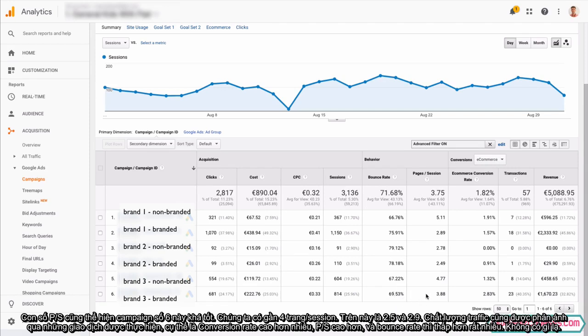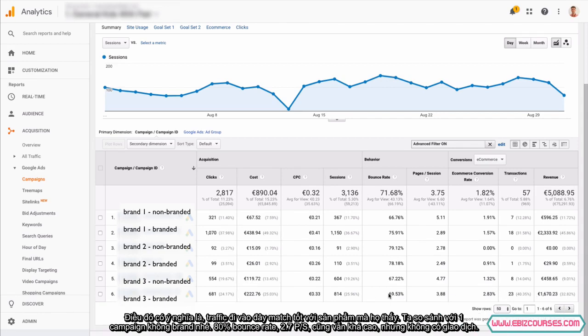So you can actually see also in the pages per session that this one is a pretty good campaign. We are almost at 4 pages per session. Here we're at 2.5 and here we're at 2.9. So actually this traffic, there are transactions that have come in, and you can also see that it's reflected in the conversion rate, which is a lot higher. And the pages per session is higher and the bounce rate is a lot lower. So that's no surprise. That means that these visitors are a good match for the products they're seeing.